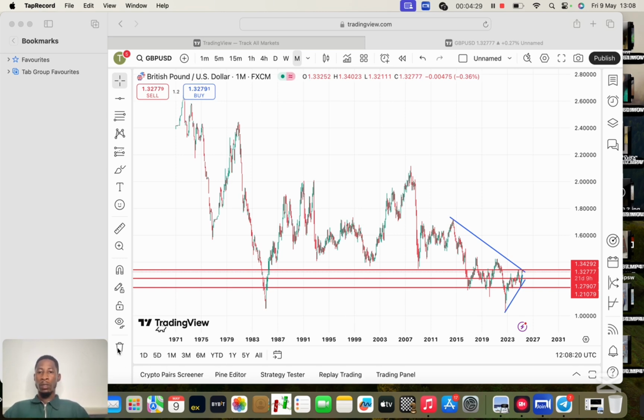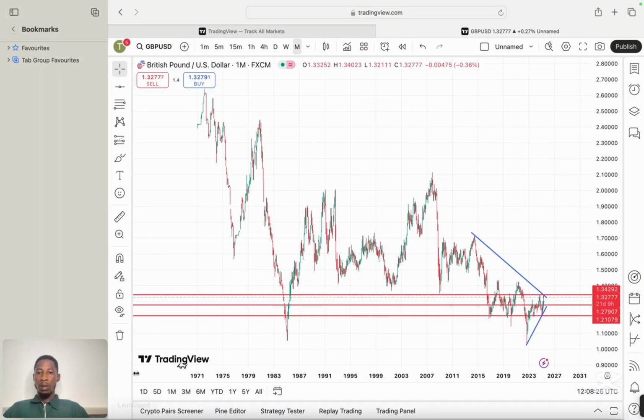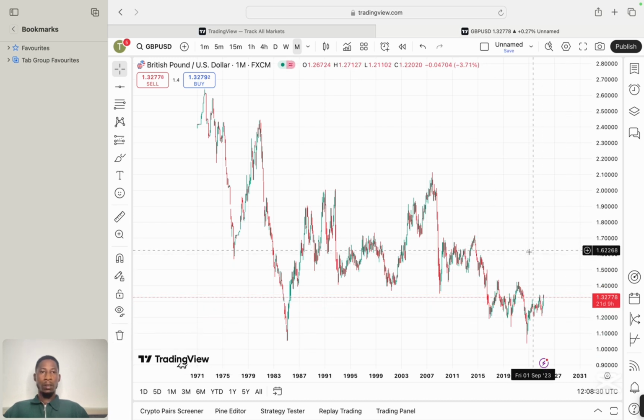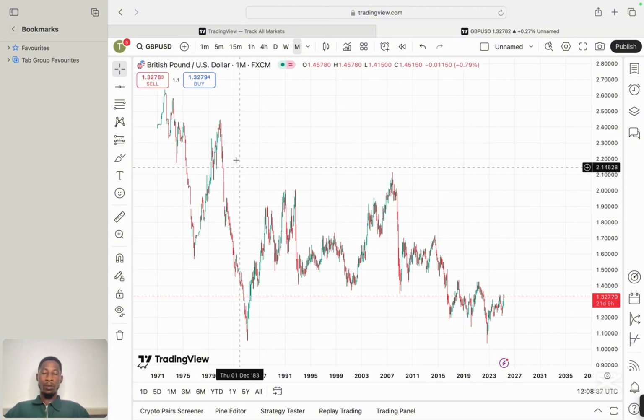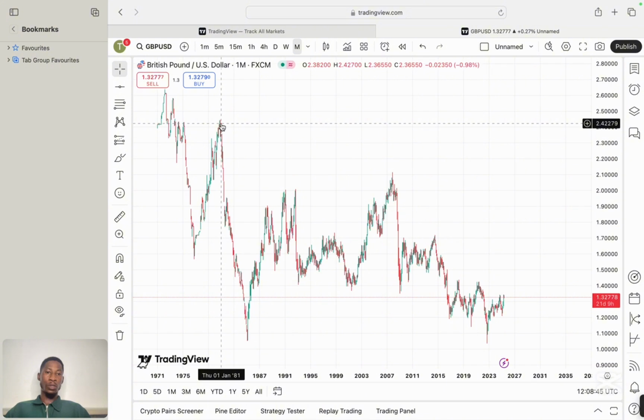All right, so I will just delete all these trend lines I drew here to start all over. As you can see on the monthly time frame, you can see what the market is doing. The monthly time frame is giving us information that this market has been on a bearish trend.